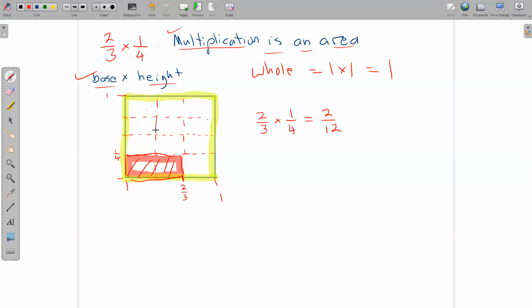How many pieces do you see in a whole here? Correct answer. Hopefully you're saying 12 to yourself. Yep. And in my shaded area, I have 1, 2 of those 12 pieces. So 2/3 times 1/4 has to be 2/12. Okay. Why is it 2/12? Well, because multiplication is an area. Area is base times height, and a fraction is a part of a whole. So let's add that again here. Fraction is a part of a whole.